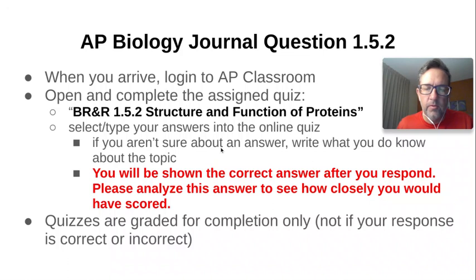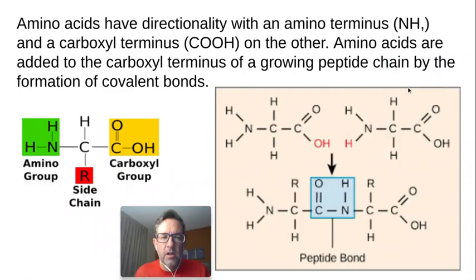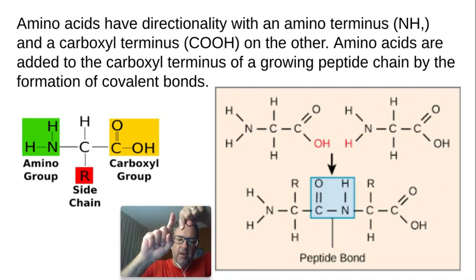All right, I hope you've got to answer those questions as well as go over the answers. So let's go ahead and look at 1.5.2, structure and function of proteins really quickly. The first thing it wants to talk about is that amino acids have directionality. Remember, nucleic acids have a directionality, 3 to 5, 5 to 3, anti-parallel. Now we're looking at proteins, and amino acids are the monomers of proteins. They're the most basic unit. And here's what you should know.